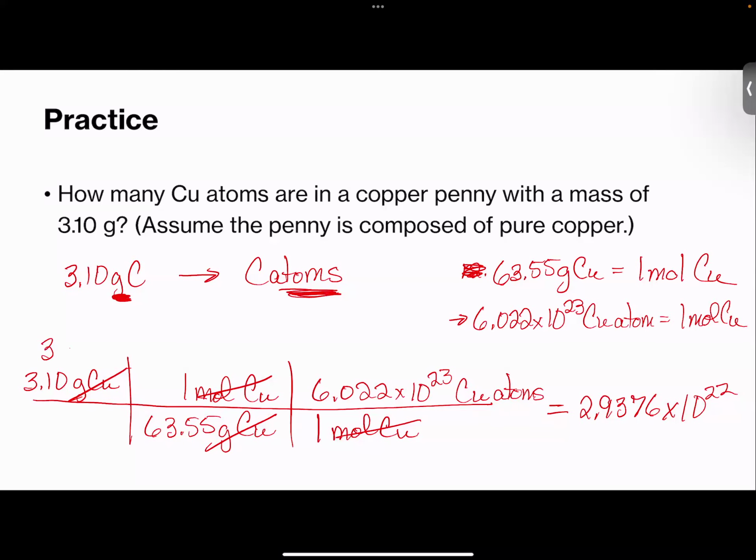I started with 3 significant digits. The molar mass, the mole portion is infinite, while the mass portion had 4 significant digits. Avogadro's number has 4 significant digits because it has 4 digits in the coefficient, and it is an infinite number in the denominator. The measurement with the fewest is 3, so I need 3 significant digits in my answer. So that would be 2.94 times 10 to the 22 copper atoms.